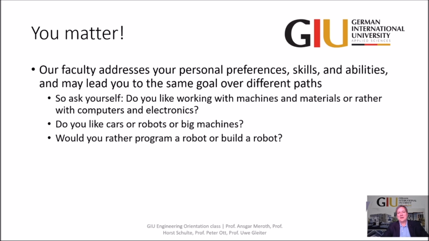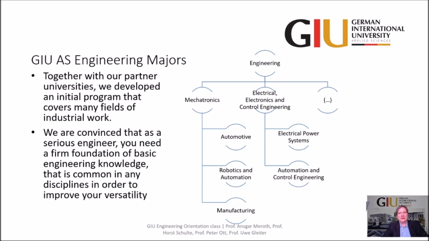So you can ask yourself, do you like working with machines and materials, or rather with computers and electronics? Or do you like cars or robots or big machines or power plants? Or would you rather program a robot or build a robot? These are some questions you should ask yourself, and then we can go through our majors. Let's start with the mechatronic branch.